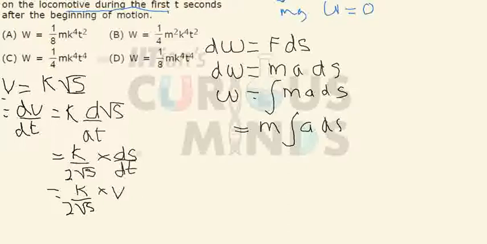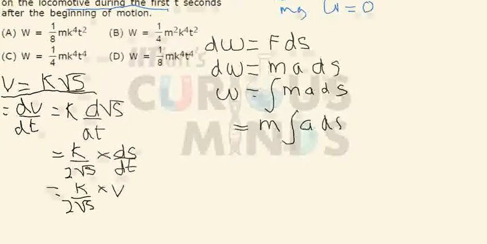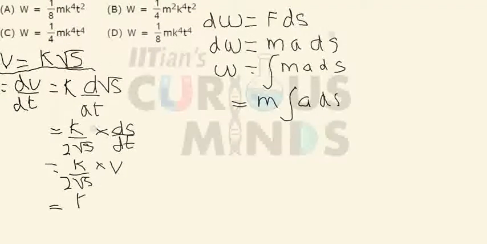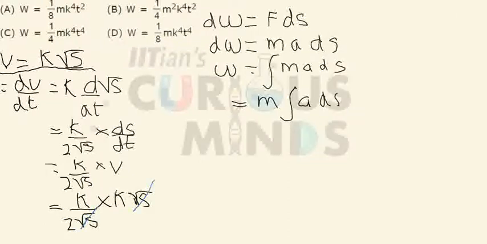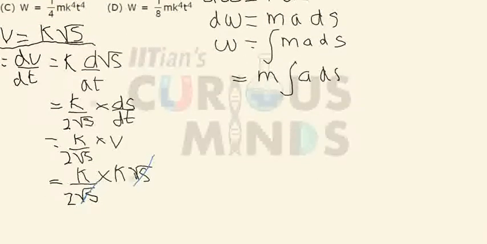Now in place of velocity I can substitute k root s. So this becomes k divided by 2 root s into k root s. Now root s and root s will get cancelled out. It will be equal to k square divided by 2. So now we have the acceleration, and the acceleration is a constant value, k square by 2, because k is constant and 2 is also constant.